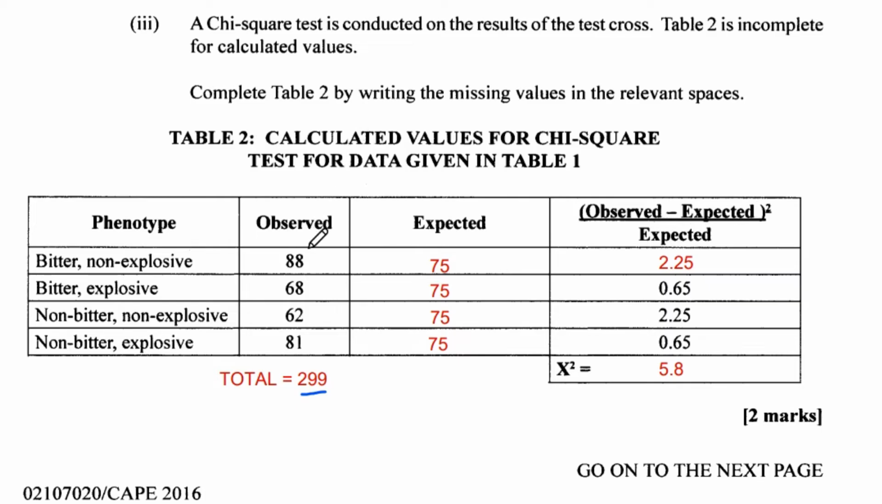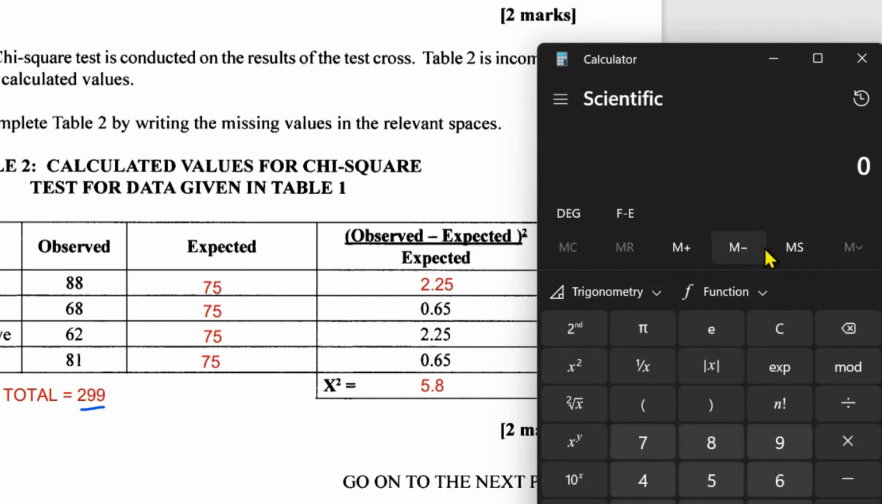So in this case here, if we say 88 minus 75 squared, and then divide that by 75, we will get our value here. So let me show you what I mean. If we take 88 minus 75, that will give us 13, and of course 13 squared is 169, and we were to divide that by the expected value, which is 75, we will get 2.253 recurring.